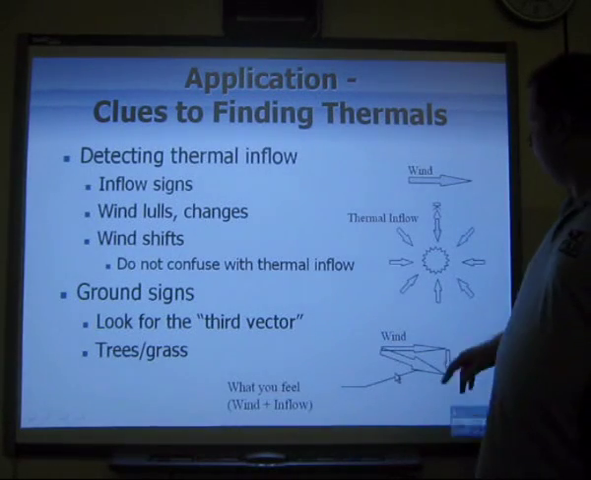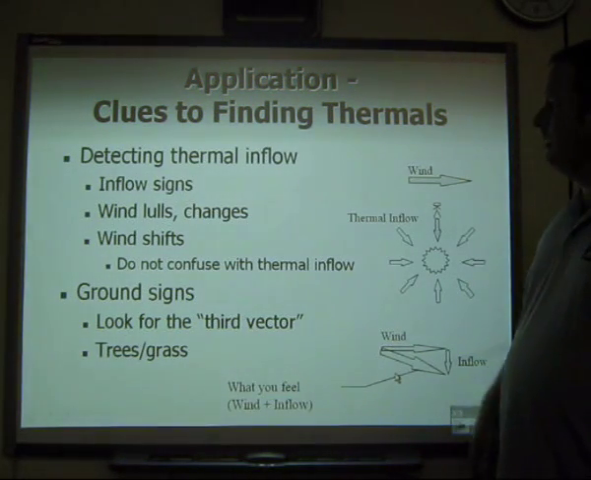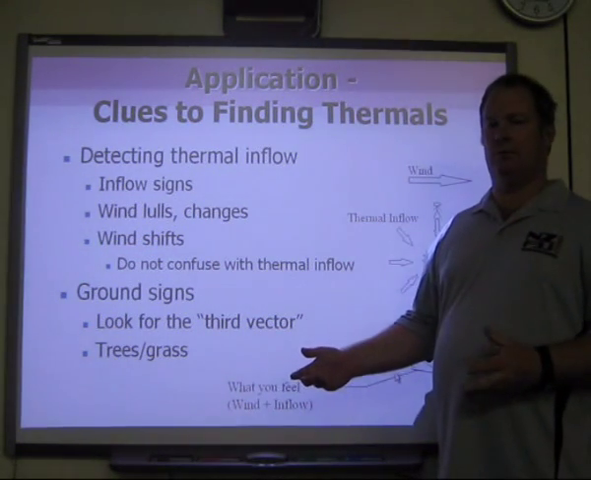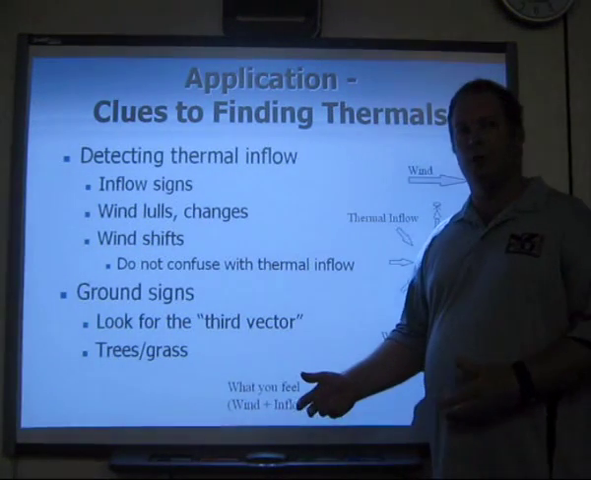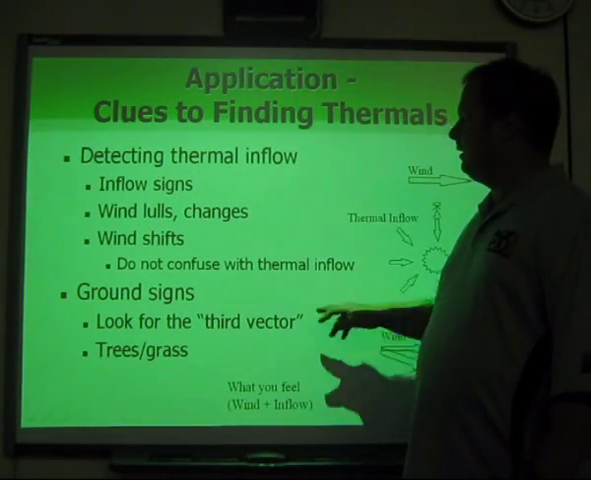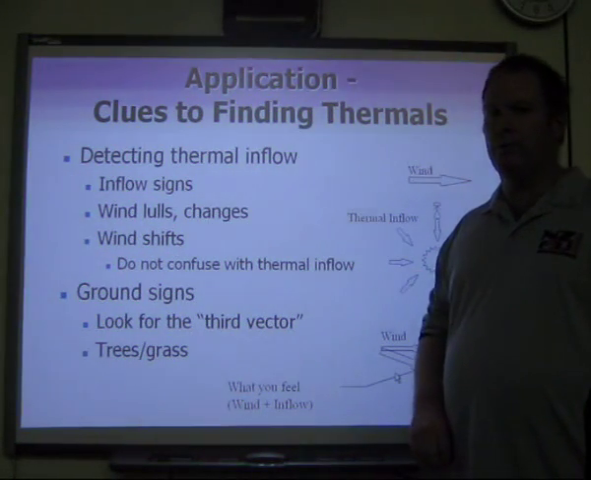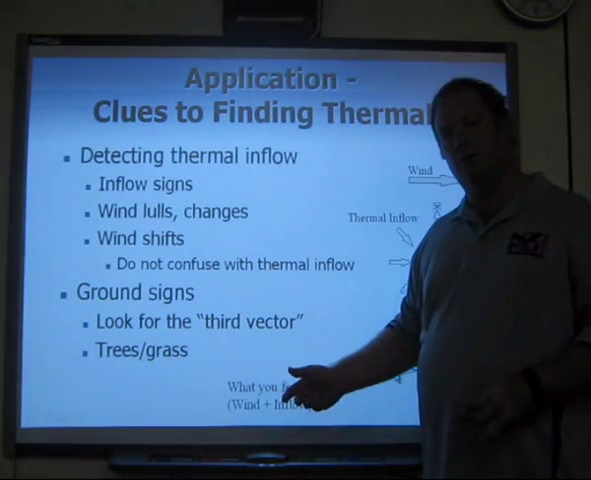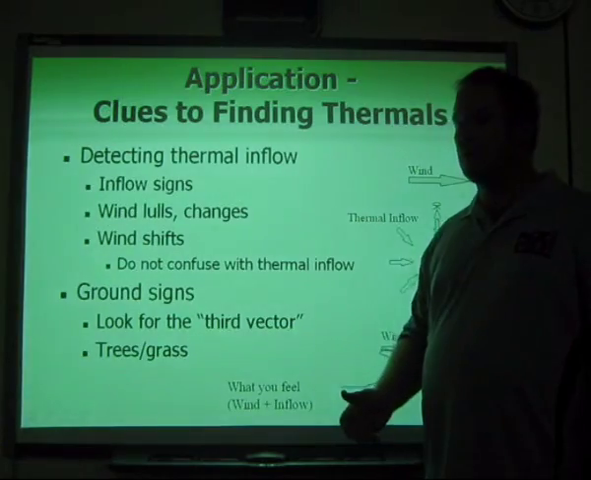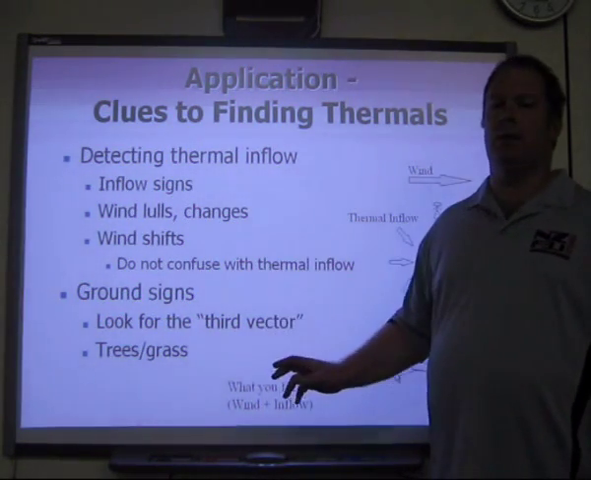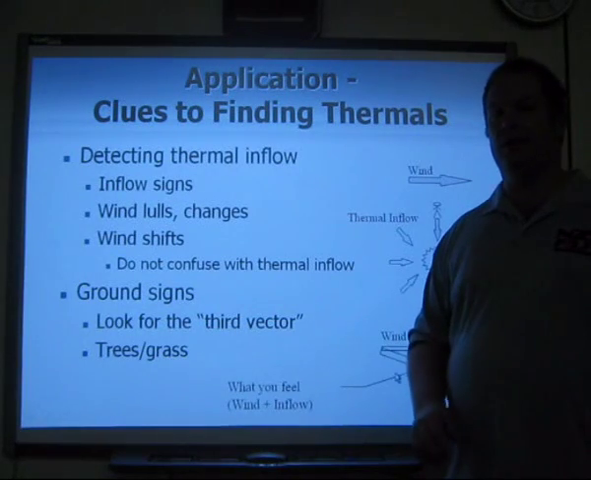Okay, so the foot vector as shown here. You've got to find the thermal, so there are clues that help you. We don't just launch and hope, we generally launch and know that there's something out there, and this is how we know. You've got to detect that there's some thermal inflow. You get the wind changes, speed, direction, warmth as well. And you've got to watch for a wind shift and not confuse that with the actual inflow. It might actually just be a wind shift.